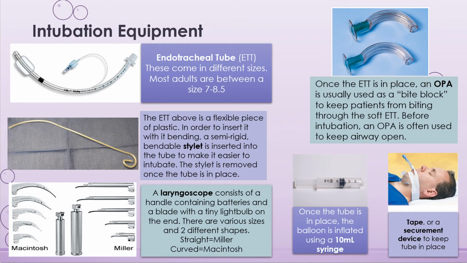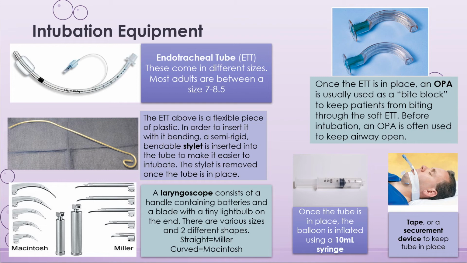Once the tube's in place, the stylet comes out, all right? So that's only used for the actual intubating procedure. Then you'll see all those little silver things. The two in the middle are the laryngoscope, and then there's the blades.